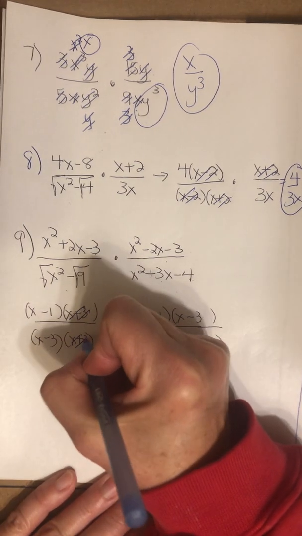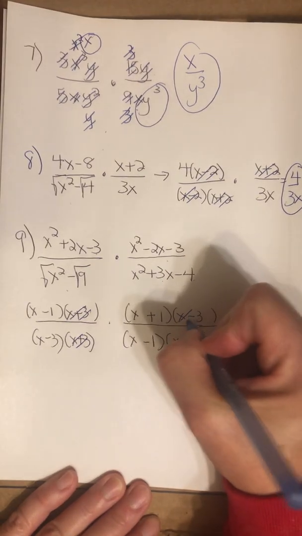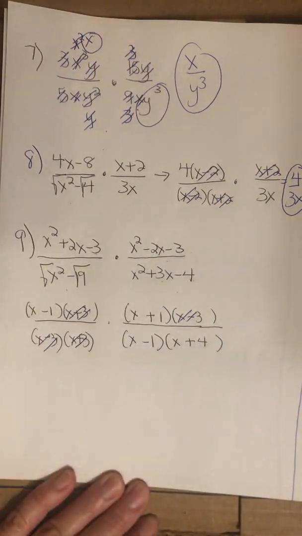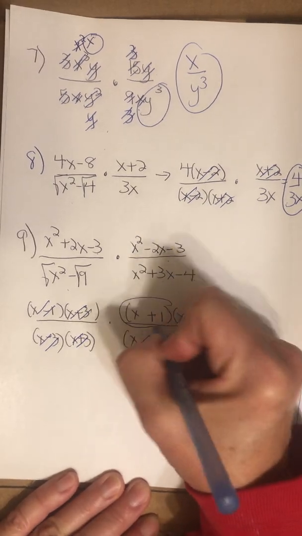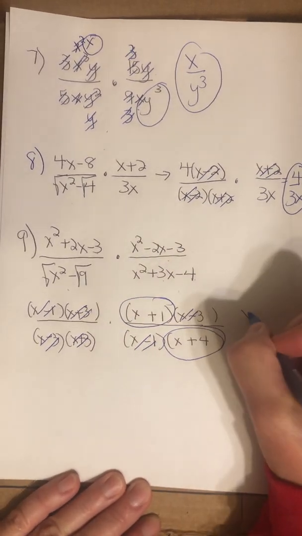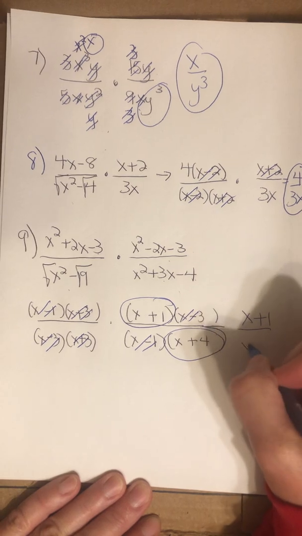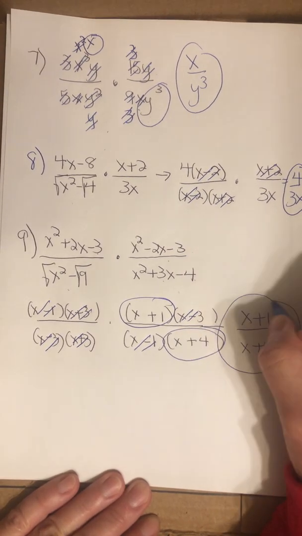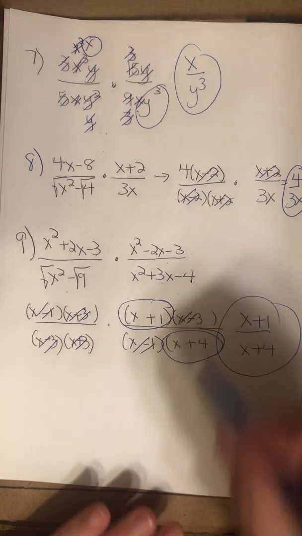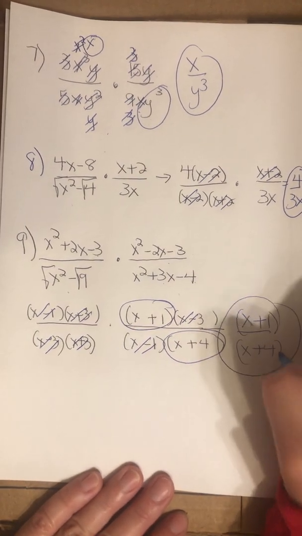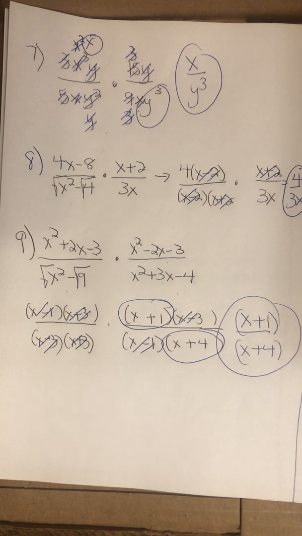X plus 3's. What else? X minus 3's. Excellent. X minus 1's. It kind of feels like cleaning. I love it. And I am left with an x plus 1 and an x plus 4 in the denominator. Again, I cannot cancel those x's. This is a factor of x plus 1 and a factor of x plus 4, and they are not exactly the same, and I cannot cancel them.